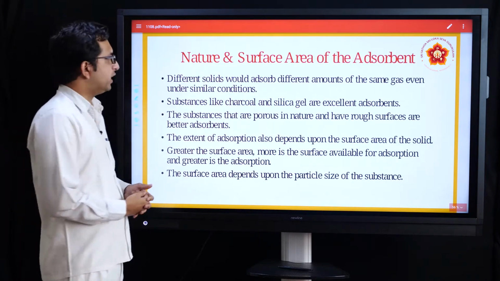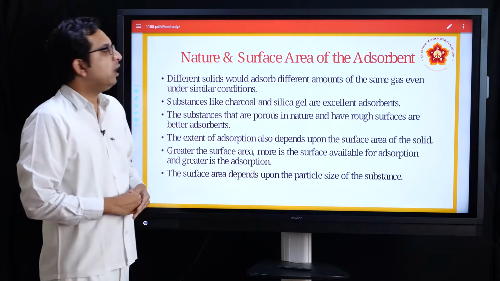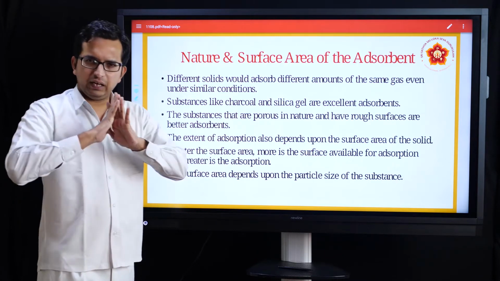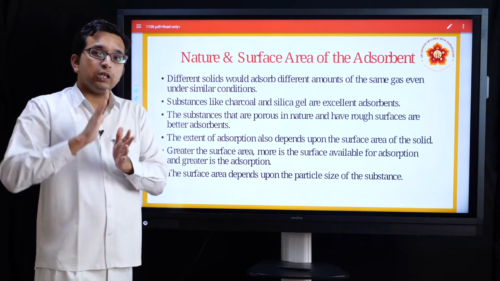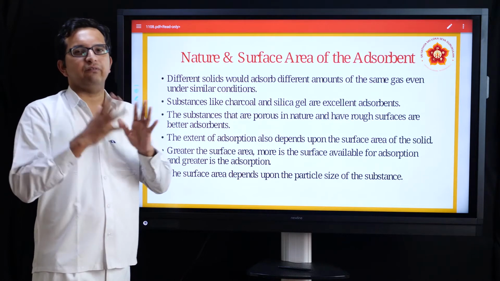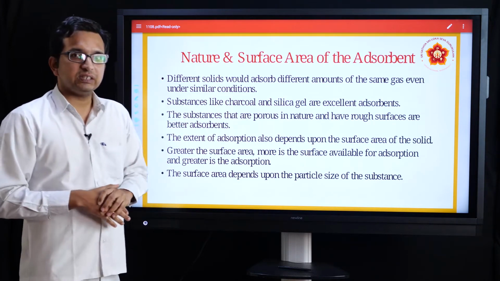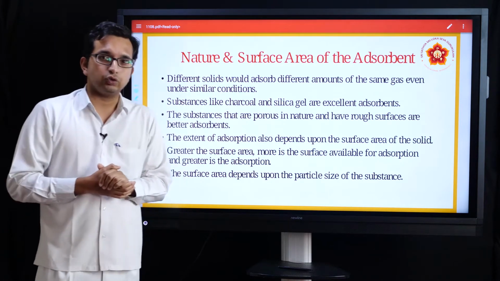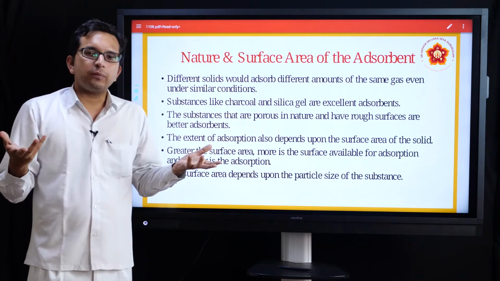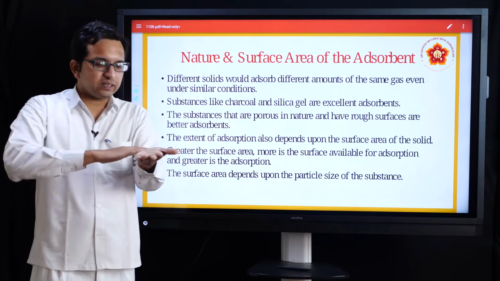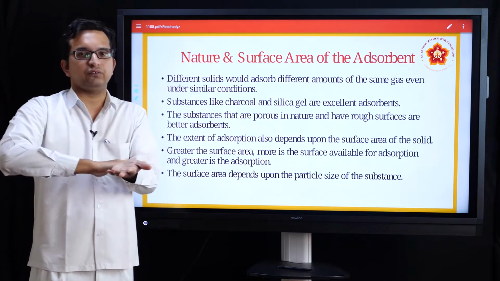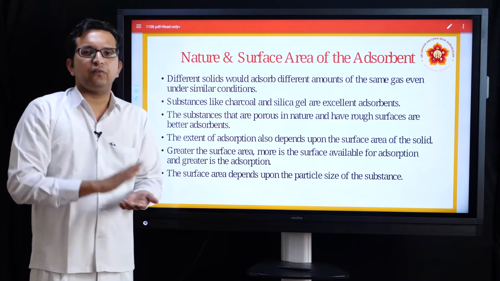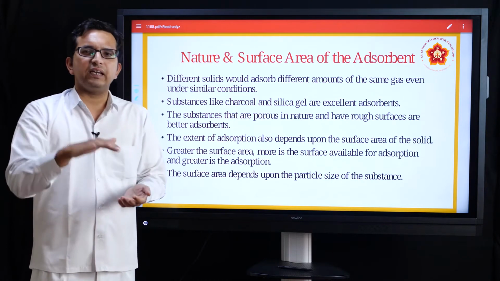Let's take up the first factor now, that is nature and surface area of adsorbent. Now it so happens that all the compounds are not the same. They will never have the same properties. So naturally the properties of these compounds will vary. What we see is that the same gases, even under similar conditions, will not get adsorbed at the same rate. Suppose the surface varies, same gas, same conditions around, the adsorption may differ because the nature of the layer is very important.